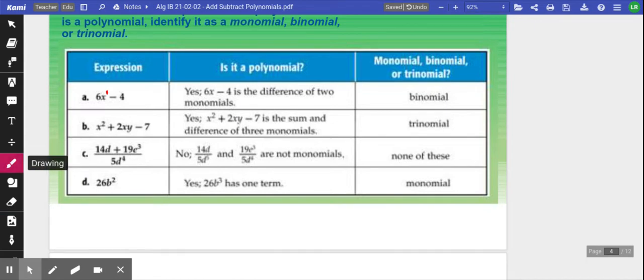The last one here, 26b squared, is just one single term. It's got degree 2 because the biggest exponent is 2. A single term, that is a monomial. And we will see monomials when we get to multiplication sometimes. All right. Now, remember, you did not have to copy that down.